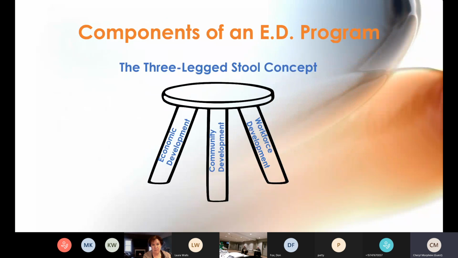The components of a solid economic development program, I like to use the three-legged stool because everybody's familiar with that. It's critical for a community to have strategies around economic development, strategies around community or place development, and then strategies around talent development. We'll talk a little bit about each of these.